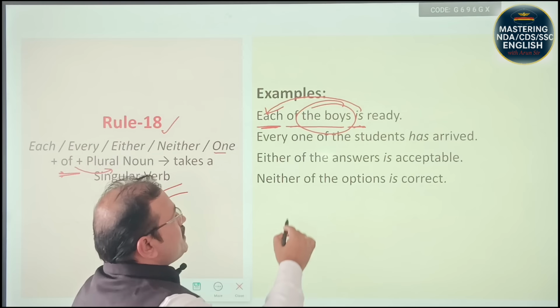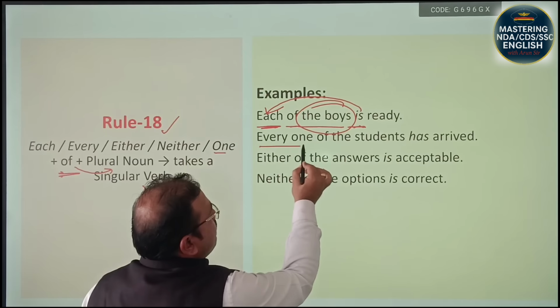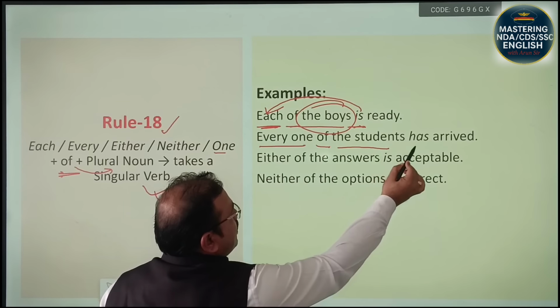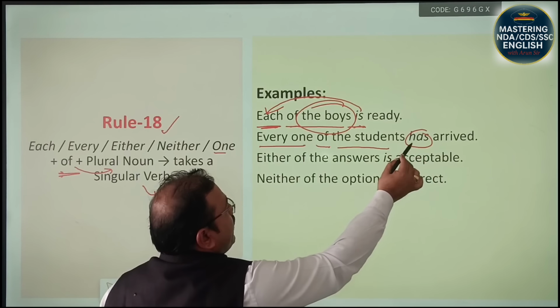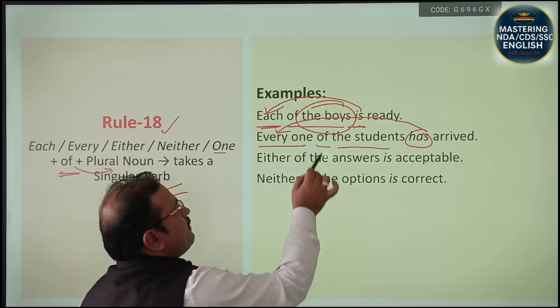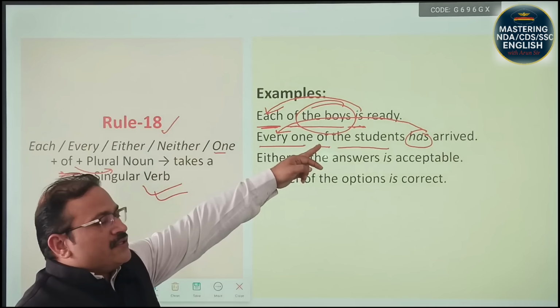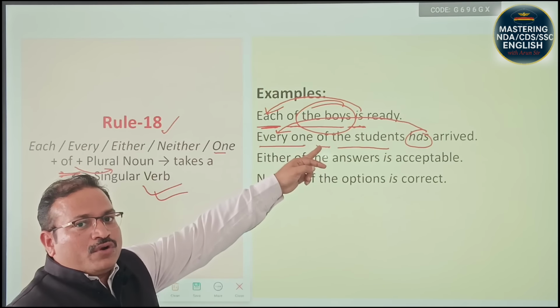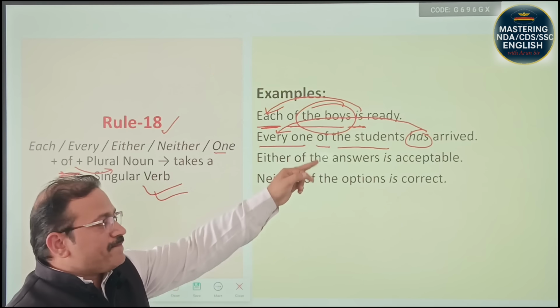Every one of the students. Every one of the students. Now this verb has, why? Because it will agree with the main subject. Main subject is everyone, because before of we have everyone.